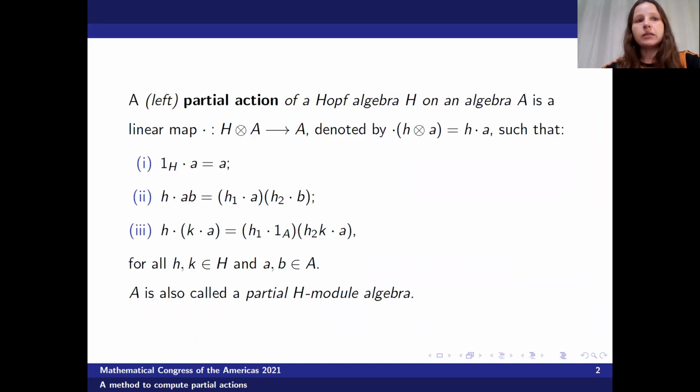I will start with the definition of a partial action. A partial action of a Hopf algebra H on an algebra A is a linear map satisfying three conditions. A is also called a partial H-module algebra.